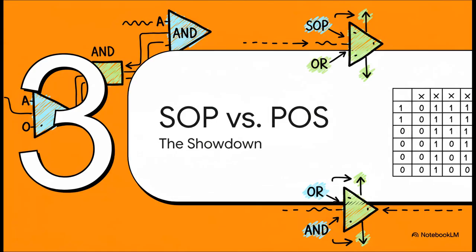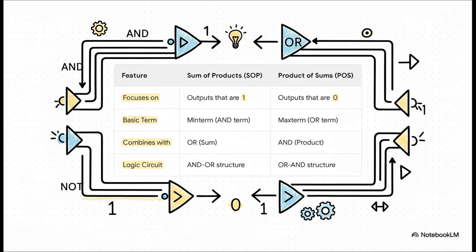So now we've got two different-looking expressions that do the exact same job. Let's put them head-to-head. Let's have a little showdown to really see the difference. Okay, here's the breakdown. SOP, on one hand, focuses on the one outputs. It uses AND terms, the minterms, and it combines them with an OR. This creates what we call an AND/OR circuit. Now, POS does the exact opposite. It focuses on the zero outputs, it uses OR terms, the maxterms, and combines them with an AND, creating an OR/AND circuit. They are perfect, beautiful mirror images of each other.